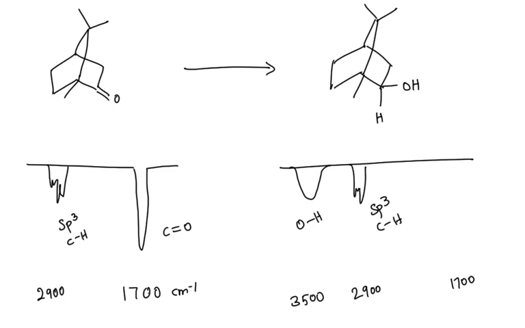You shouldn't see anything at 1700, right? No peak. The C double bond O is completely gone. This marks the completion of the reaction, appearance of hydroxide peak and disappearance of the ketone peak.